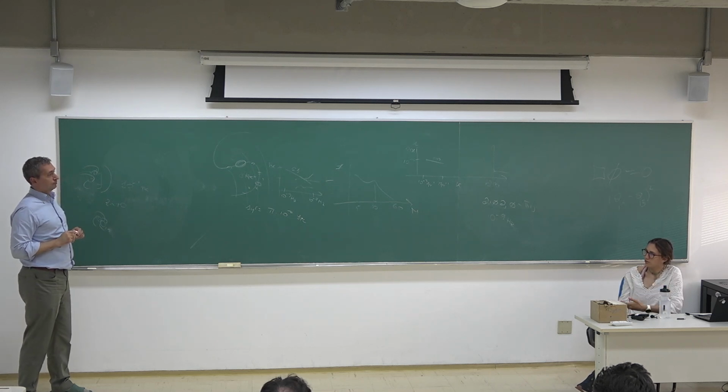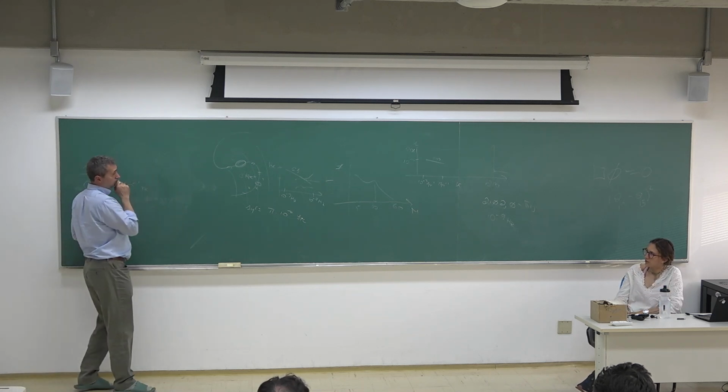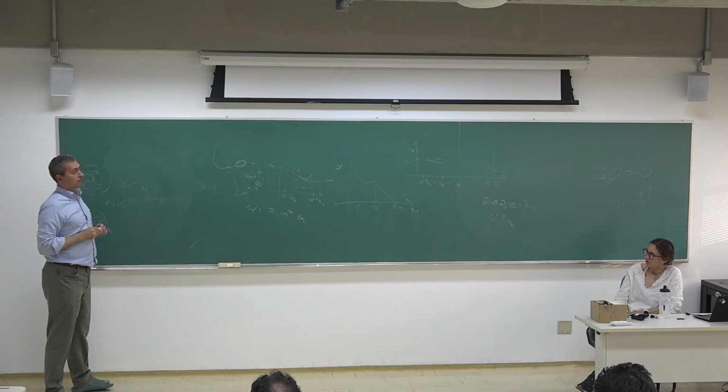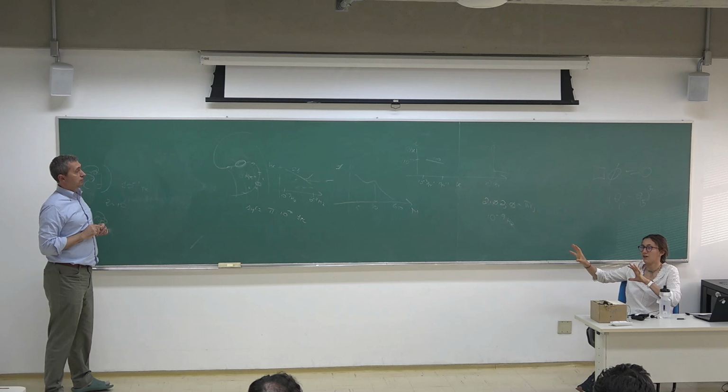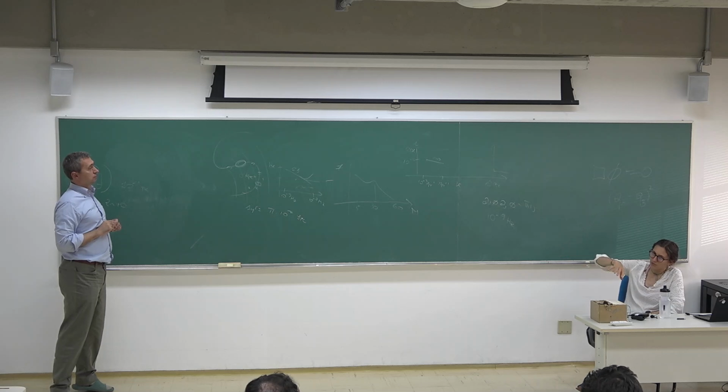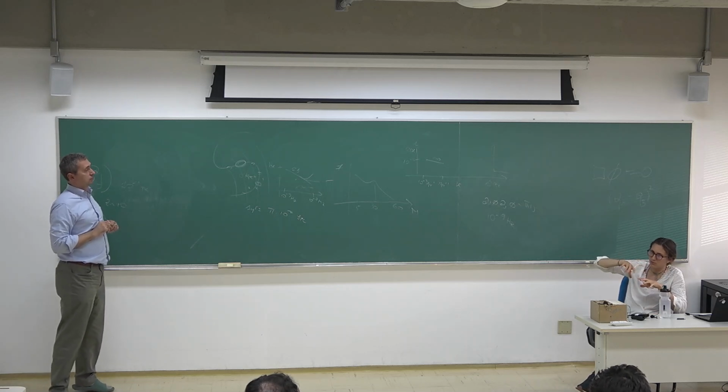So there's NANOGrav, which is the US, there's the Chinese one, and there's the European one, EPTA. They're all looking at different parts of the sky, so they're looking at different pulsars, and some of the pulsars are common. When they publish the results, they all publish the same results in sync using their pulsars.